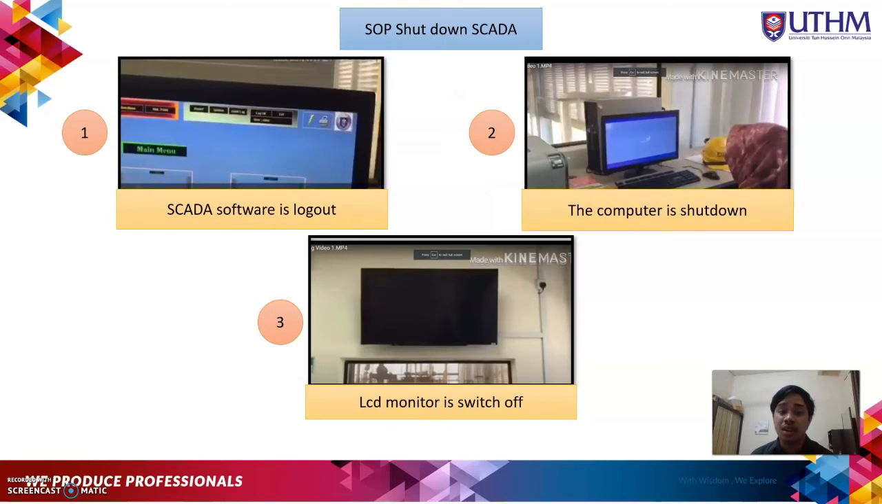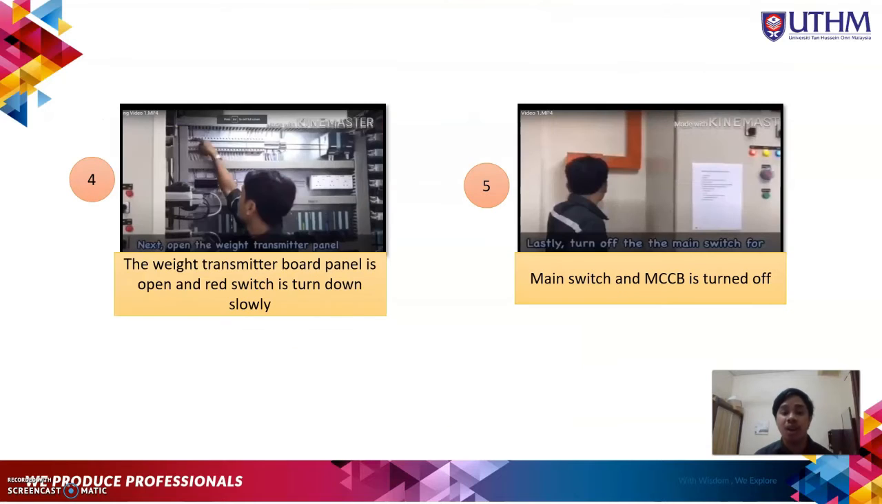This is about the activity of shutdown of the SCADA. The SOP that we need to do is firstly log out of the SCADA system. Next is shut down the computer. Next is switch off the LCD monitor. Next is open the board panel and slowly turn down the red switch. And lastly, turn off the main switch and the MCCB.